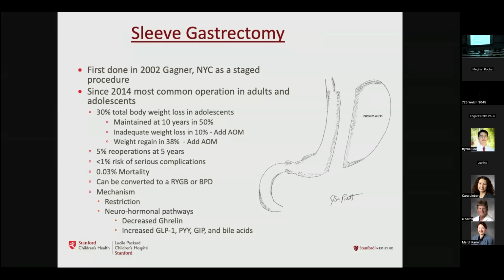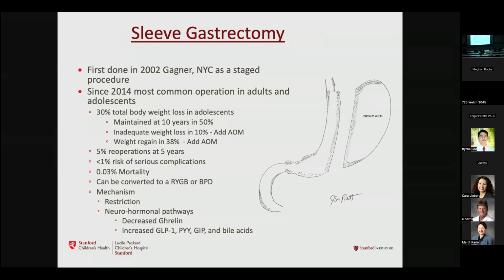And so he called a group of people together in New York, and we all sat in a room and said, why does this work? And figured out that it was causing increased GLP-1 after another 5 years of study. And then it became a very popular operation. In 2014, it became the most common operation in adults and adolescents worldwide.